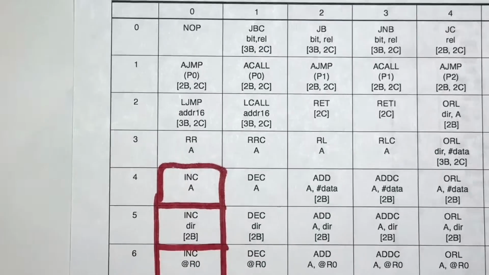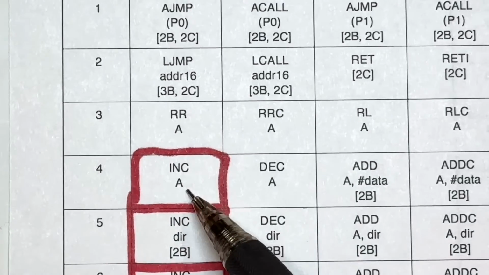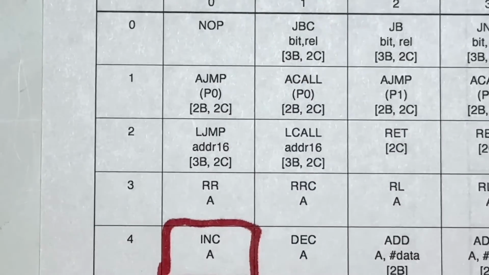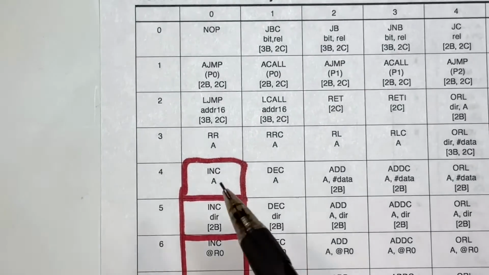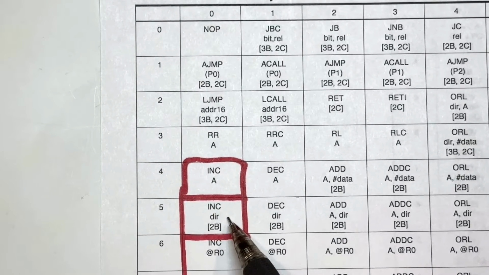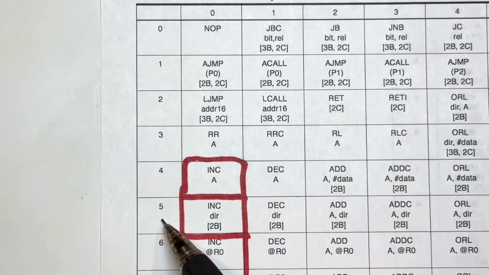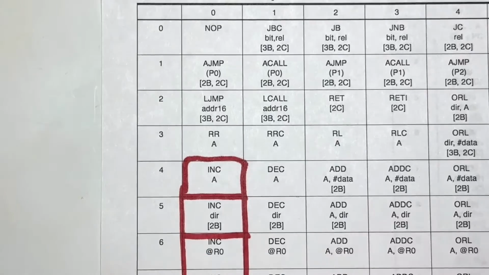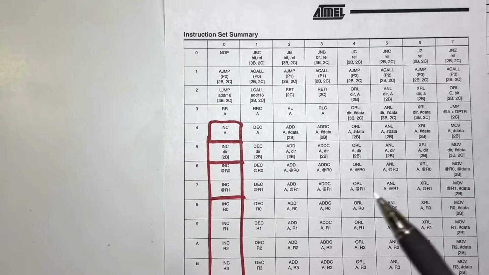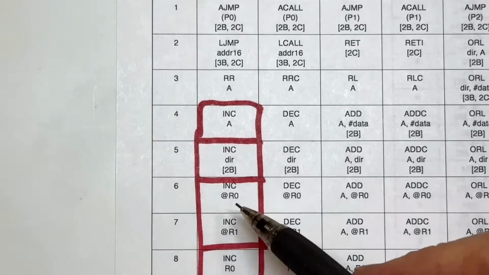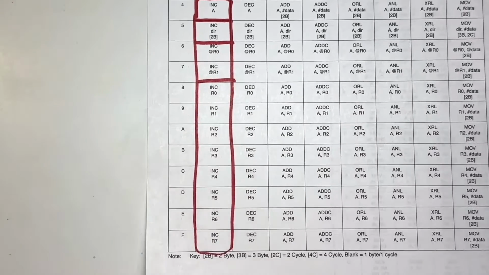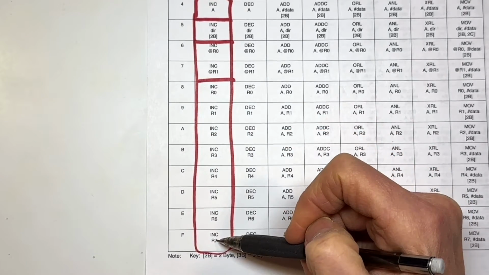So the opcode for the increment of the accumulator is 04. That's the opcode for that instruction. And to increment using a direct memory address, that would be opcode 05. This 2B indication indicates that the instruction requires 2 bytes, and the second byte would of course be the direct memory address. And then for the indirect addressing, we see 2 additional opcodes for R0 and R1. And then for the 8 registers, we see 8 additional opcodes.